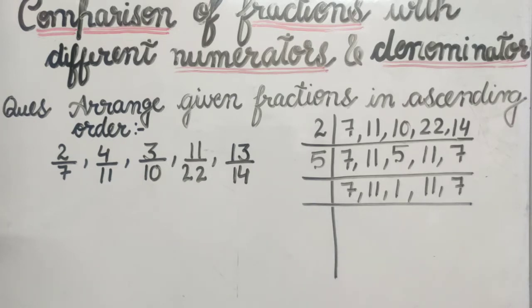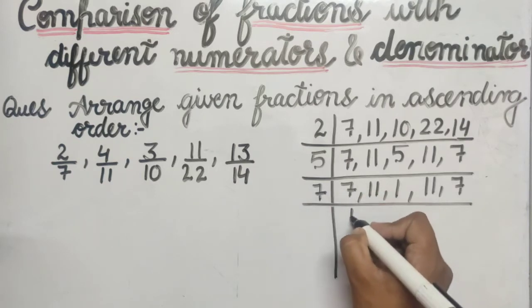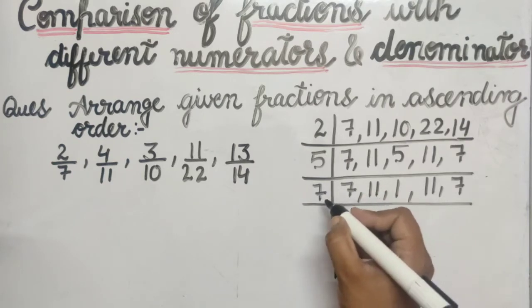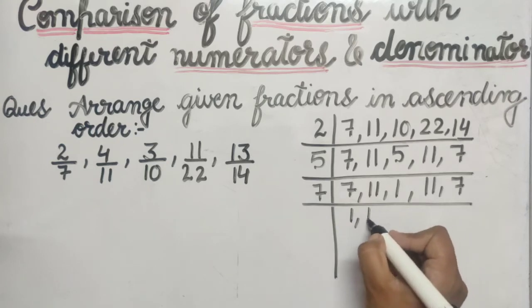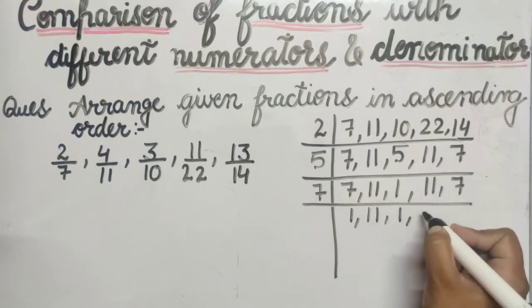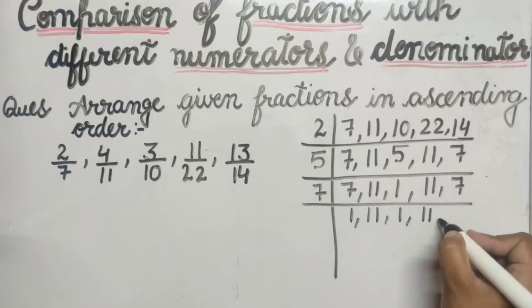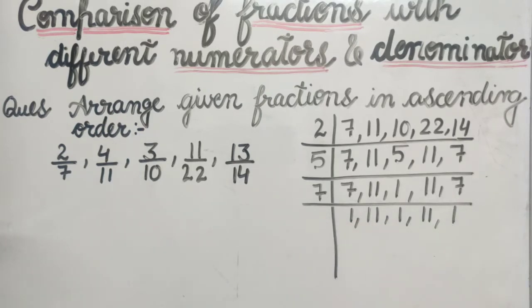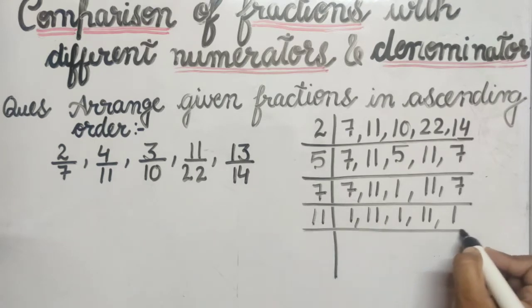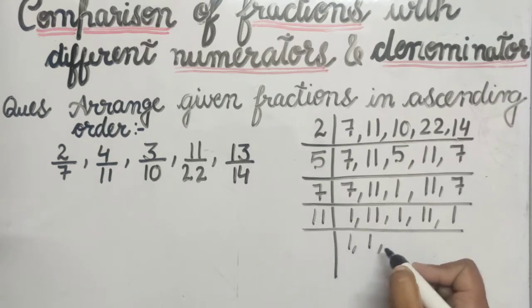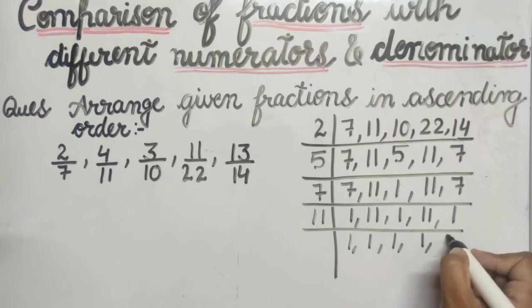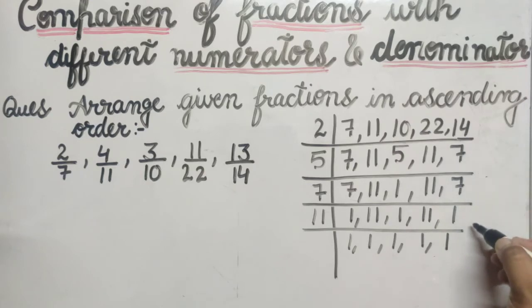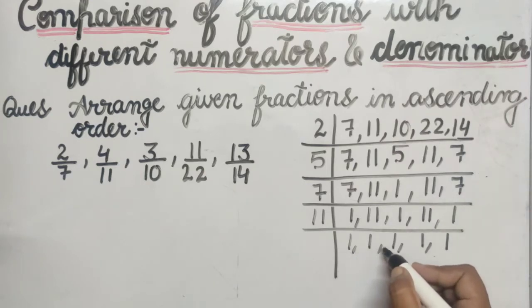Now students, I'll take 7. 7 ones are 7. 11 cannot be divided by 7, so I'll write 11. Now 7 ones are 7. Now we will take 11. 11 ones are 11. Students, we will continue this process until at last all the numbers become 1.